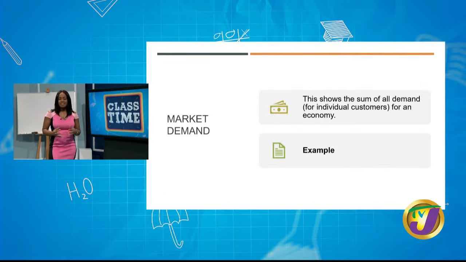There is also the concept of market demand. While demand looks at individual consumers, market demand looks at the sum of all individual demand in a market. So it looks at my demand for patties, your demand for patties, your friend's demand for patties. All of our individual demands together will constitute or make up the market demand for patties.